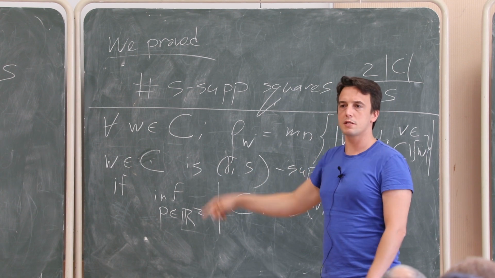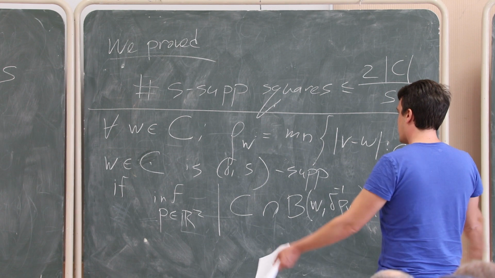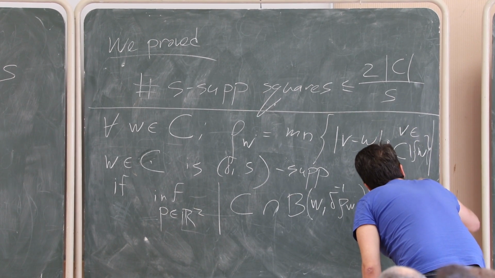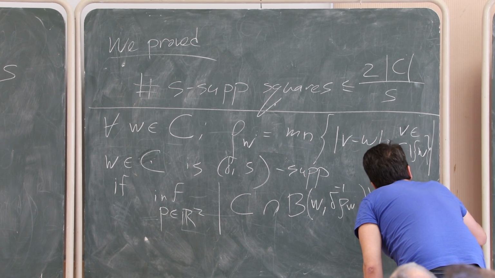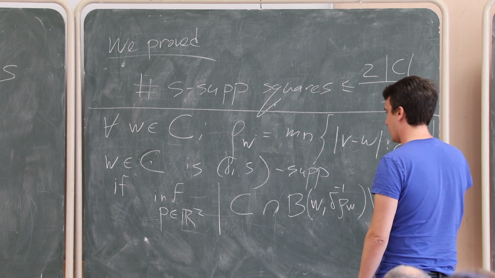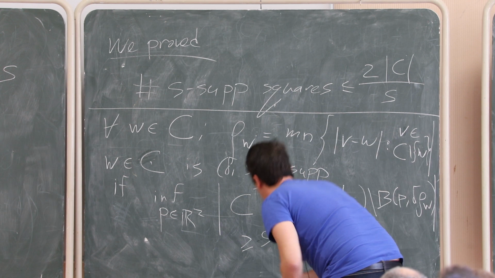And no matter what P I choose, if the number of points that I see inside is bigger than S, then I call it delta S supported. That is, the cardinality of B(P, delta rho W) intersected with the set has to be bigger than S.